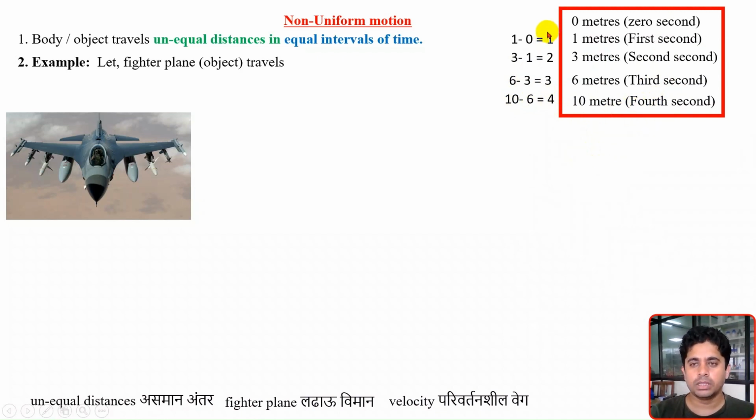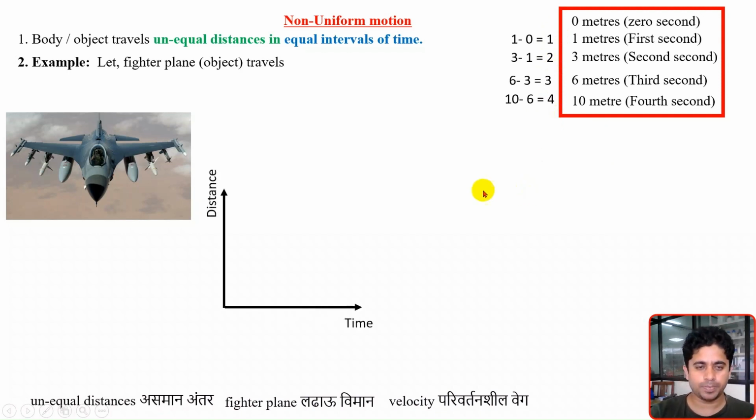So here the distance traveled by this fighter plane is increasing in corresponding time intervals. In the first time interval it traveled 1, in the next it increased to 2, in the third to 3, and in the next to 4. So there is an increase in the change in distance in the corresponding time intervals. In uniform motion, these values were constant, everywhere 5 meters. But here it is 1, 2, 3, 4, in an increasing manner.